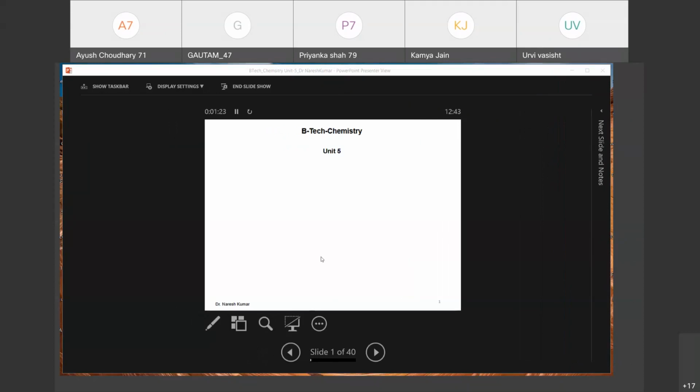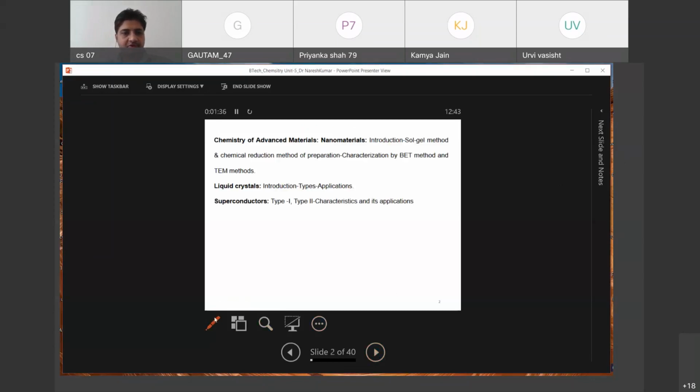Okay, students, so we will start. Today we have to discuss the last topic of this unit, and this is superconductors. In superconductors, we have to discuss type 1 and type 2 superconductors and their applications. Okay.